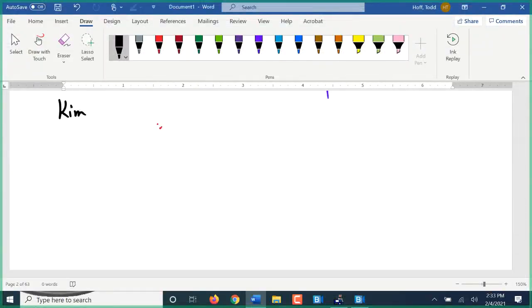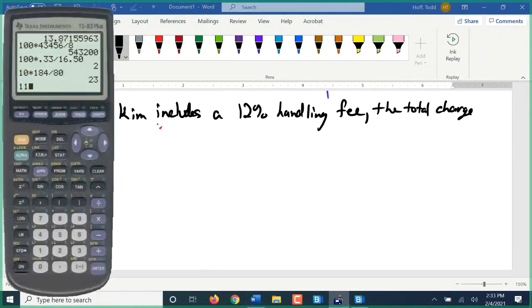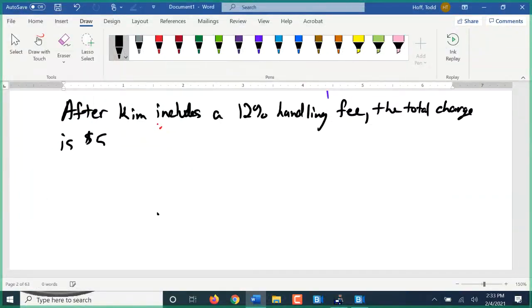Let's do this. Let's say Kim's total charge includes a 12% handling fee. The total charge is $504. How much was the handling fee?